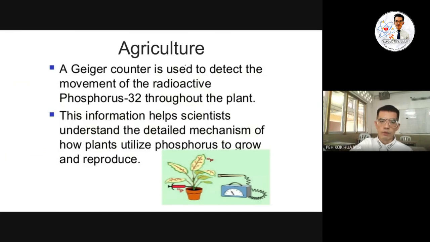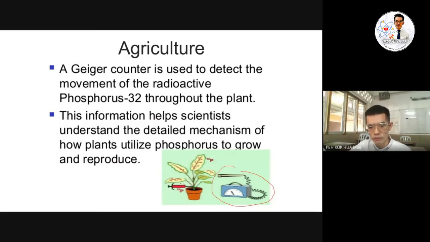And in agriculture, the Geiger counter. The Geiger counter is a measurement instrument to detect radioactive rays. It is used to detect the movement of the radioactive phosphorus-32. So this is the Geiger counter. Phosphorus-32 is used to measure the radioactive rays present in the plant. This information helps scientists understand the detailed mechanism of how plants utilize phosphorus to grow and reproduce.